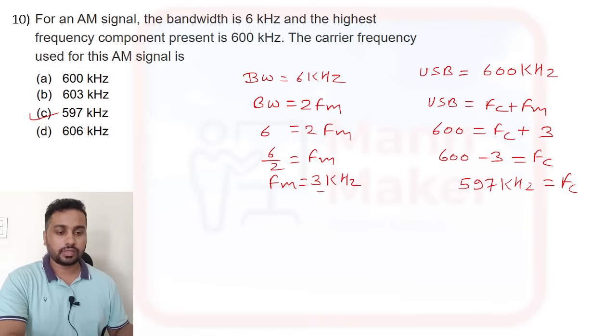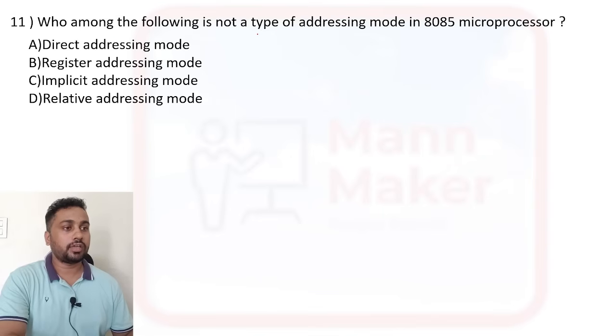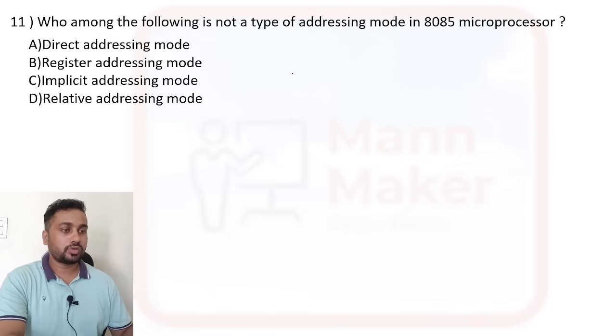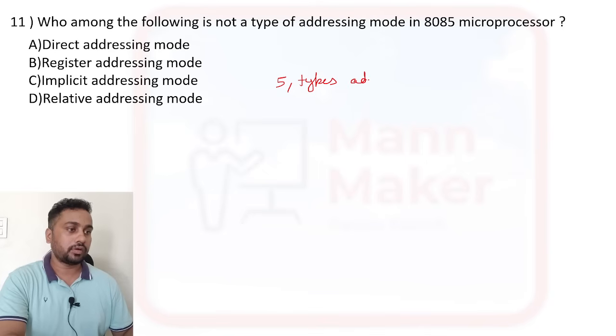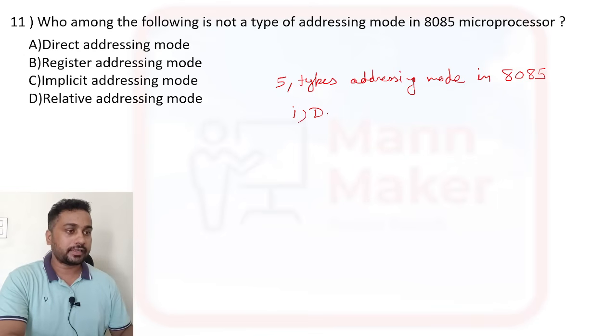Now the next one. Which among the following is not a type of addressing mode in the 8085 microprocessor? In total we have 5 types of addressing mode in the 8085 microprocessor. First one is the direct addressing mode.